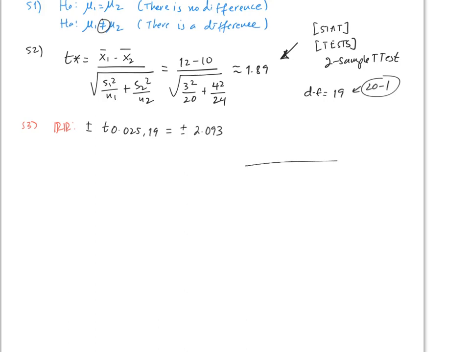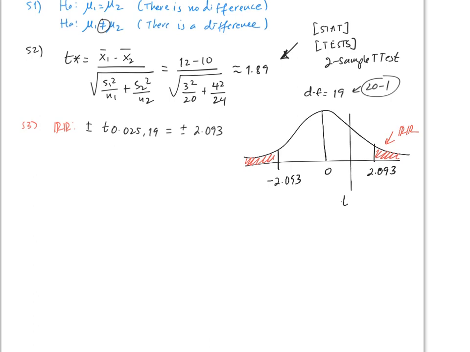Remember, you always have to draw the rejection region. So this is 2.093, negative 2.093. Make sure to shade the rejection region. And then, is T star in the rejection region? In this case, it is not. T star is 1.89, which is not in the rejection region.